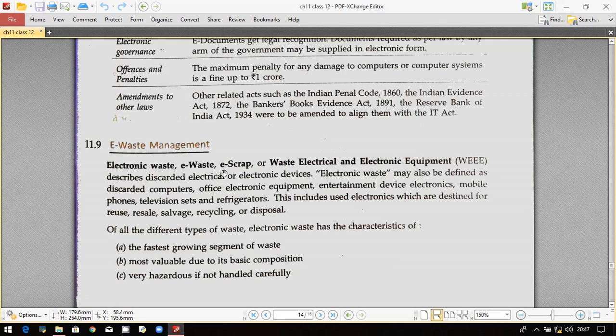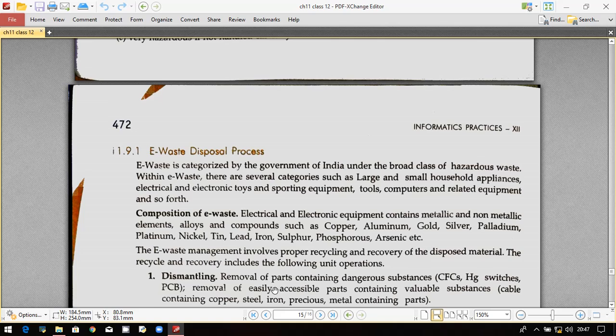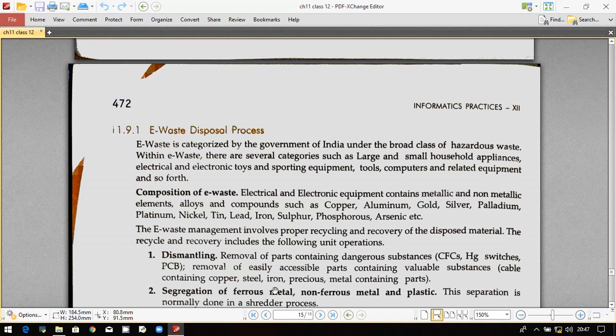So electronic waste, e-waste, e-scrap or waste electrical and electronic equipment describes discarded electrical or electronic devices. Electronic waste may also be defined as discarded computers, office electronic equipment, and all these things. Of all the different types of waste, electronic waste is the fastest growing segment of waste, most valuable due to its basic composition and very hazardous if not handled carefully. So there has to be a disposal process for them. E-waste is categorized by the government of India under the broad class of hazardous waste.